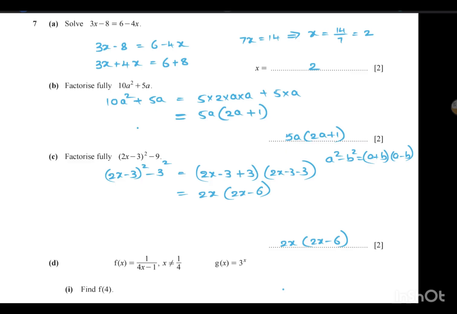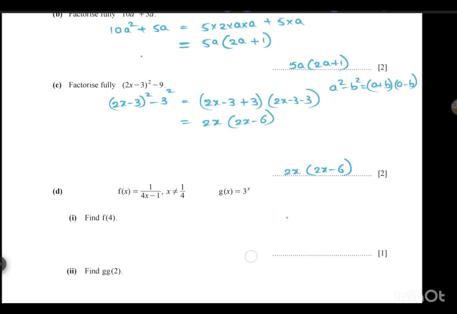Question number D. A function is given. Function f of x is 1 by 4x minus 1, where x is not equal to 1 by 4. G of x is 3 raised to x. Find f of 4. So f of 4 will be, in the place of x we have to substitute 4. 1 by 4 into 4 minus 1. So that is 1 by 16 minus 1. That is 1 by 15. So f of 4 is 1 by 15.